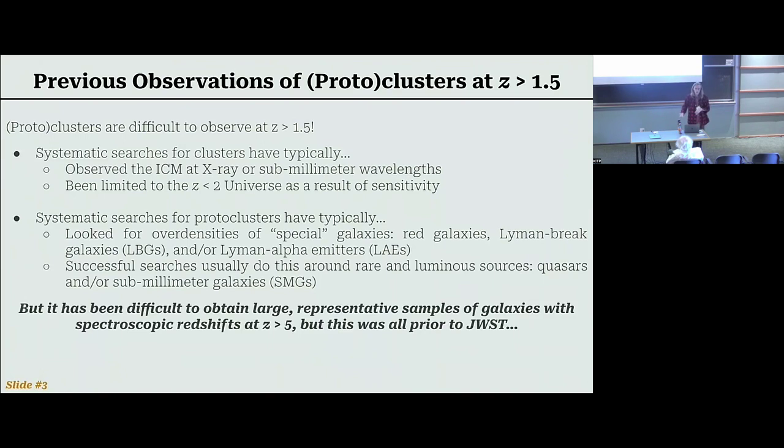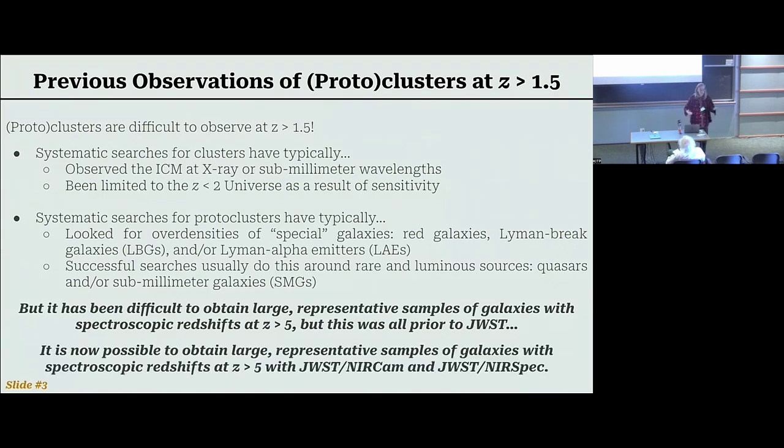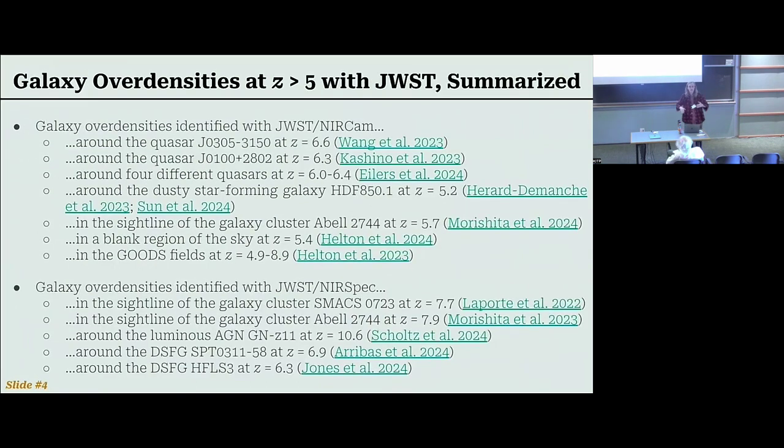But searching for protoclusters at these redshifts has been limited by the lack of large representative spectroscopic samples of redshifts beyond redshift 5. This was all prior to JWST, of course, and now JWST is changing things. It is now possible, or more easily possible, to get large representative samples of star-forming galaxies with spectroscopic redshifts beyond redshift 5. And there has been a large number of galaxy overdensities, or protocluster candidates, found already with JWST with the data we already have.